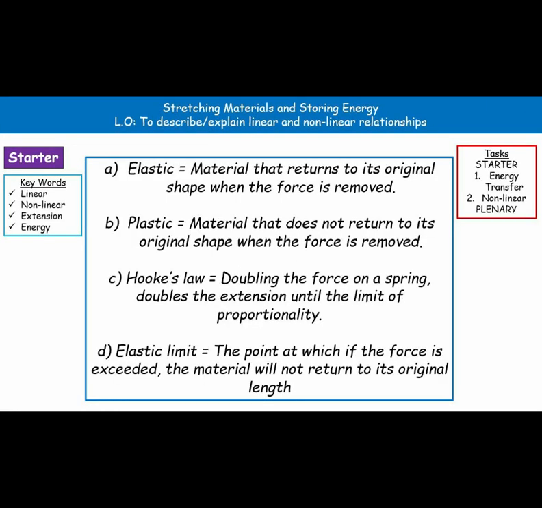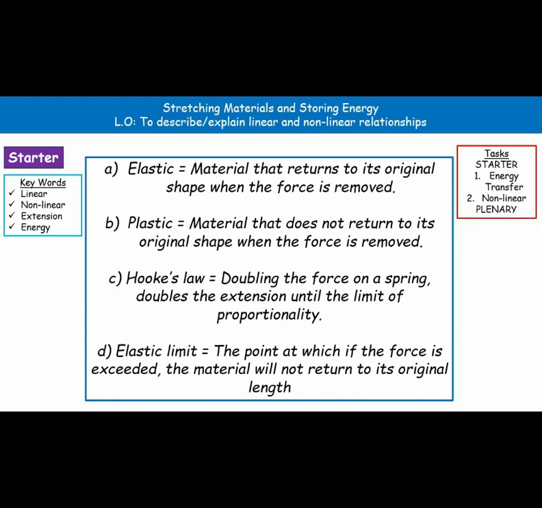So let's see how we've done then. Mark these as you go. Obviously give yourself a tick if you got it right, and if you didn't get it right then make sure you do have the correct definition written down. So elastic is a material that returns to its original shape when we remove the force. Plastic is a material that will not return to that original shape when the force is removed.